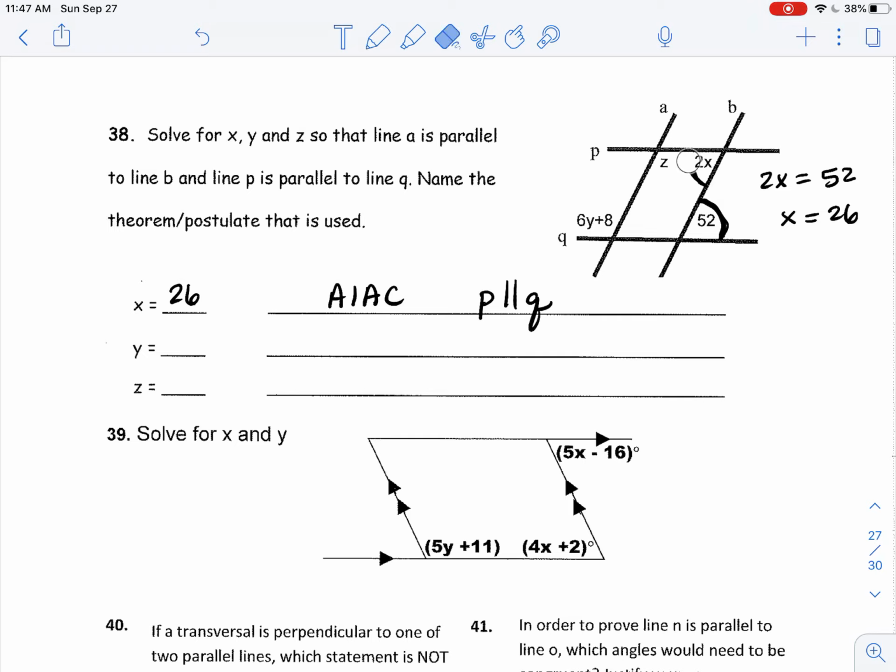this is alternate interior angle converse is going to prove that P is parallel to Q. Okay, so we figured out this first one, and we know that this angle here is 52. So I'll just mark that.